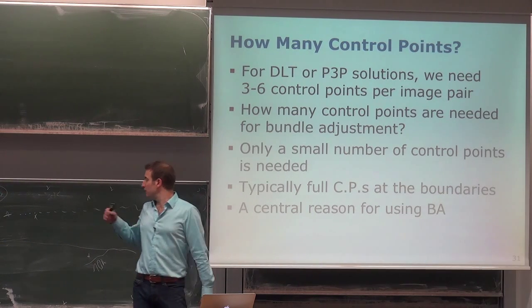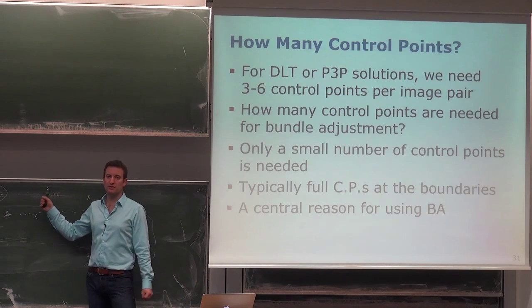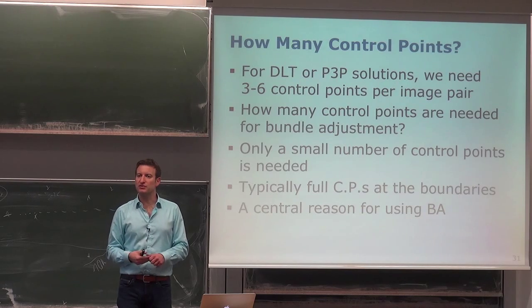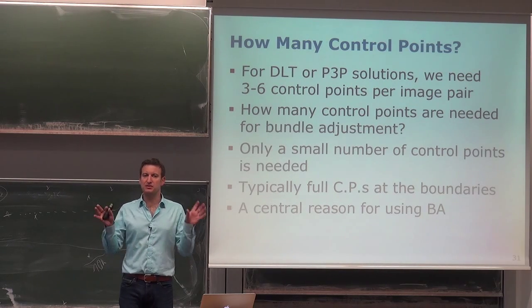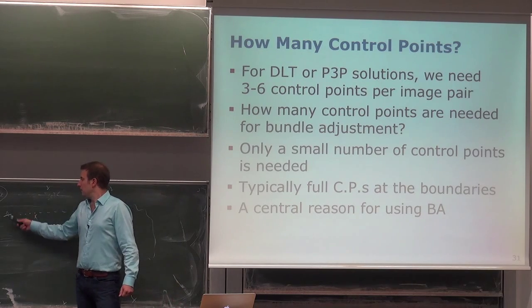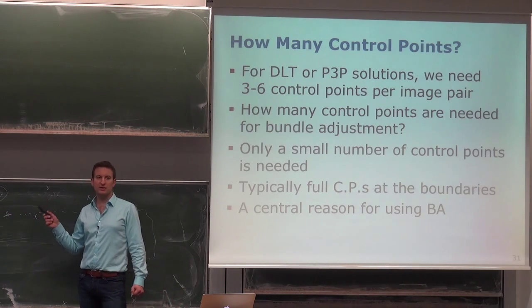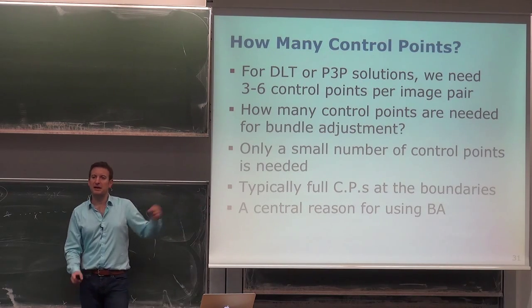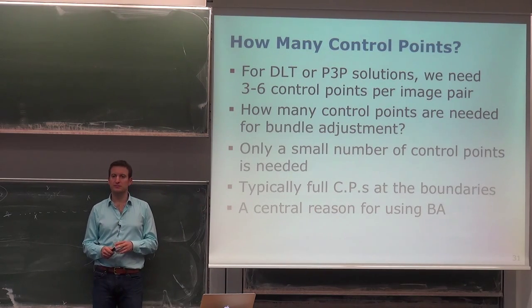And reducing the number of control points that I need is actually one of the big advantages of using bundle adjustment and doing a multi-view reconstruction rather than doing reconstruction from 2 views. Because then I can only take images where I see a sufficient number of control points. And this is something that the bundle adjustment relaxes.